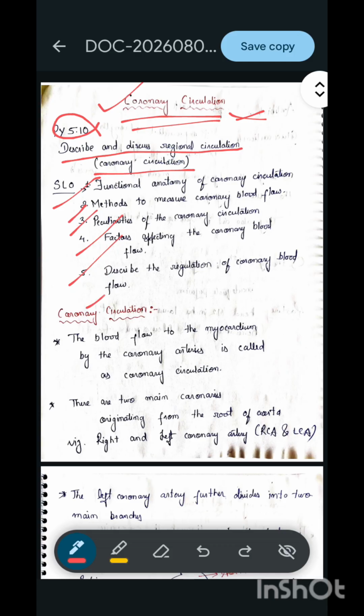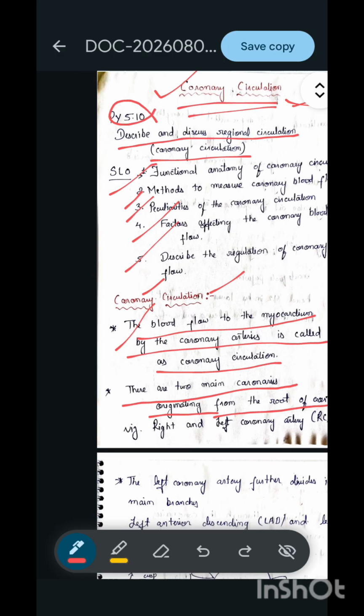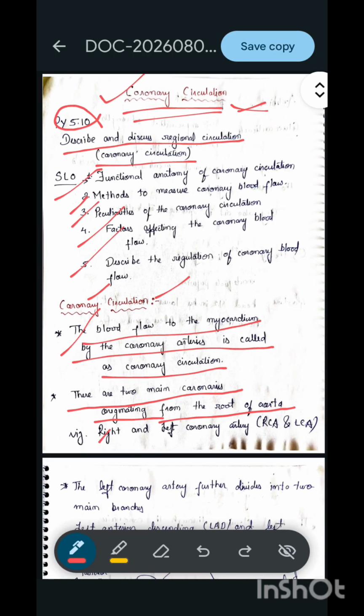So what is coronary circulation? It means the arteries which are supplying the musculature of the heart. The blood flow to the myocardium by the coronary arteries is known as the coronary circulation. There are two main coronary arteries originating from the root of the aorta, that is, the right and left coronary arteries.